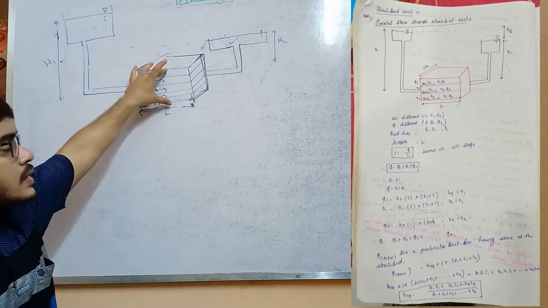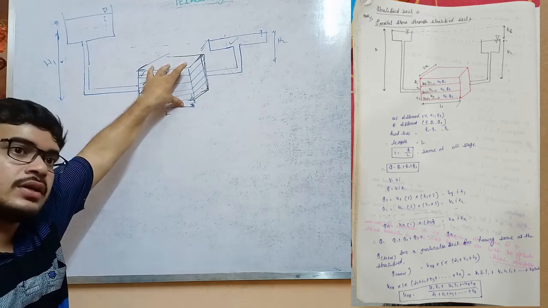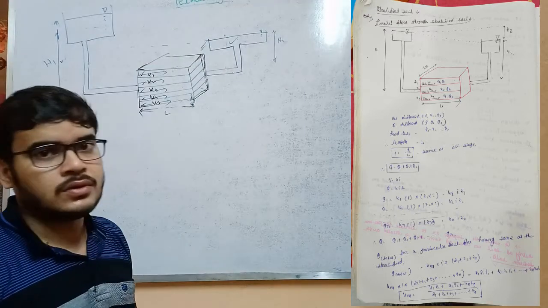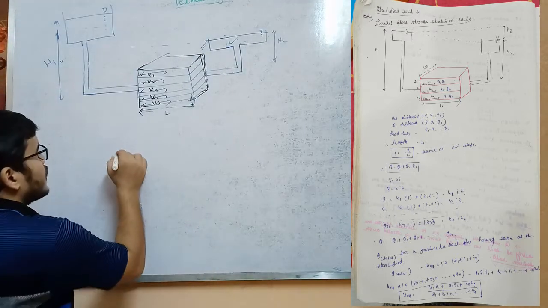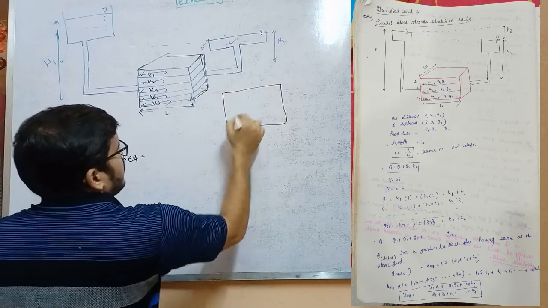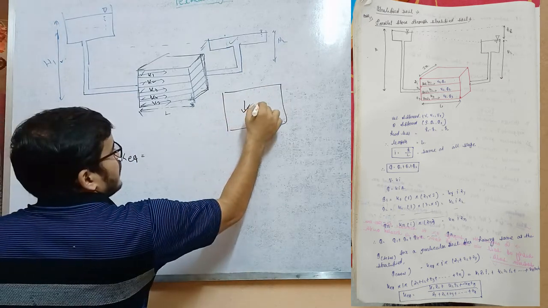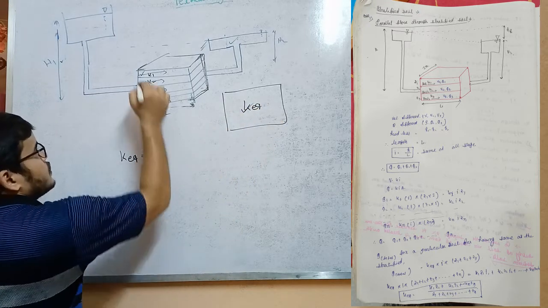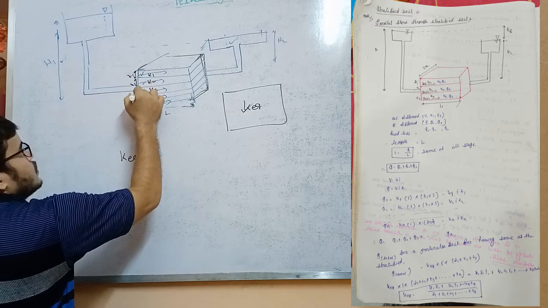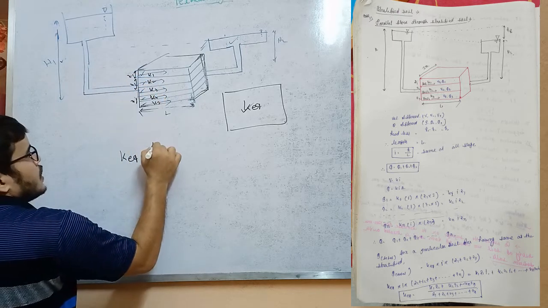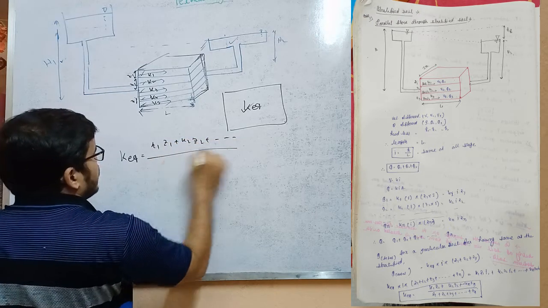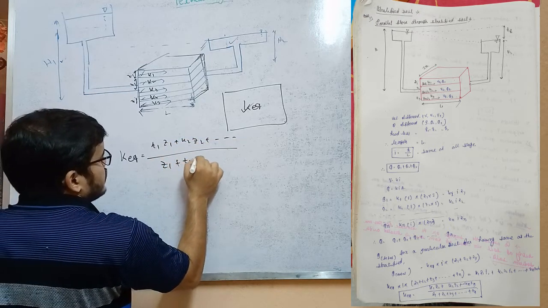So we have to convert the stratified soil to a single soil where the property, the nature of the flow, will be the same. So K equivalent, with the heights of the stratified layers Z1, Z2, Z3 like this, equals K1 Z1 plus K2 Z2 plus and so on, divided by Z1 plus Z2 plus Z3.